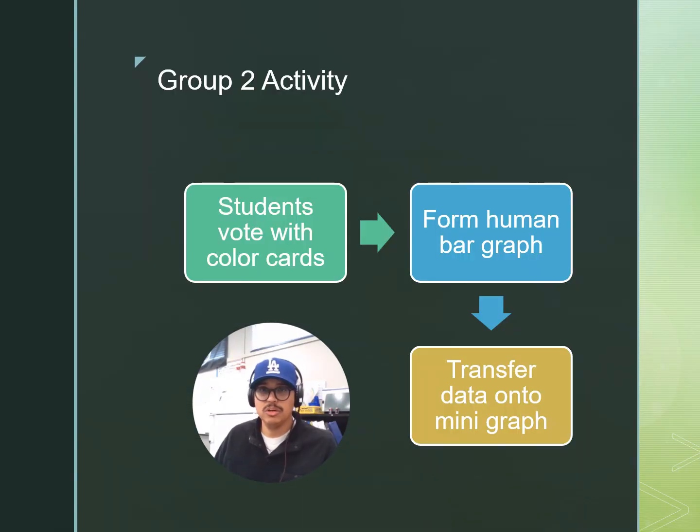The second group will actually create real life data. They will choose a color card and they will walk to the tape floor column that matches that color. So this actually creates a human bar graph, and students can literally see which column has more bodies or which column has fewer. And then they can take that real data and transfer it to a bar graph on paper. So this actually builds ownership of their data and their choices.